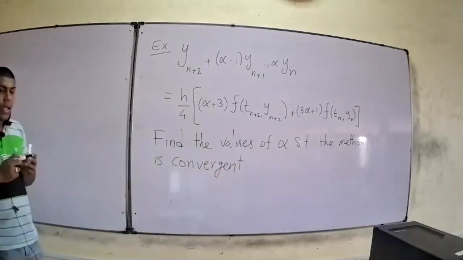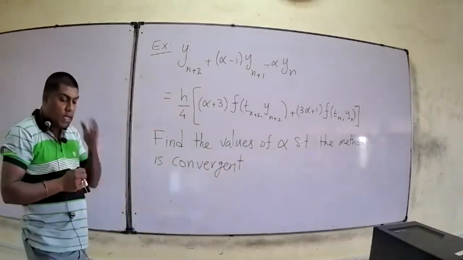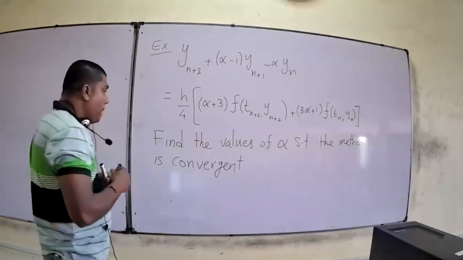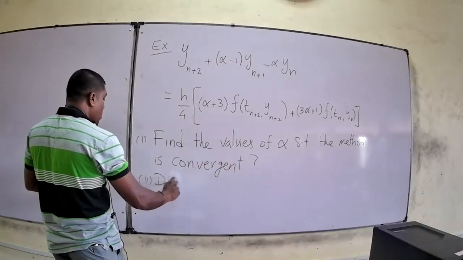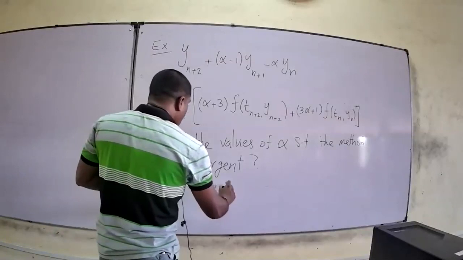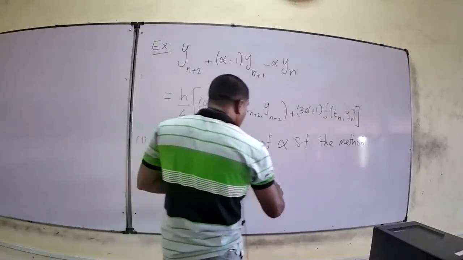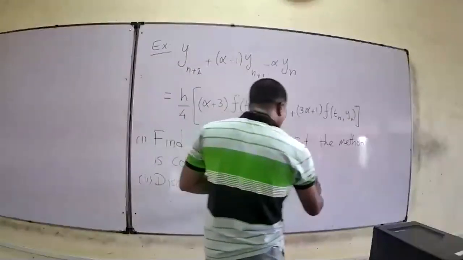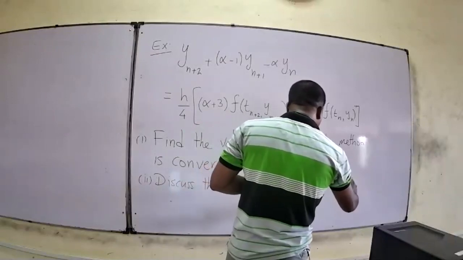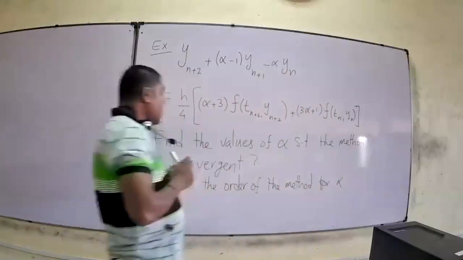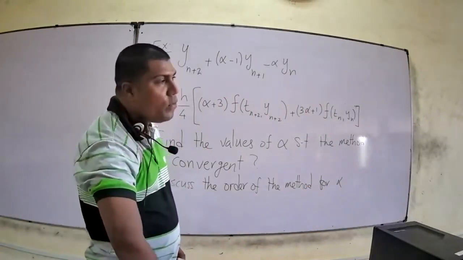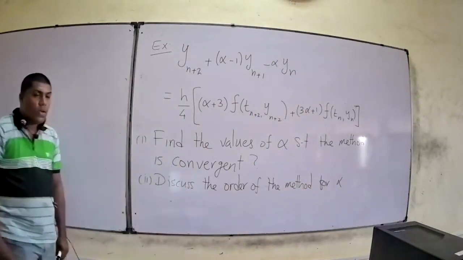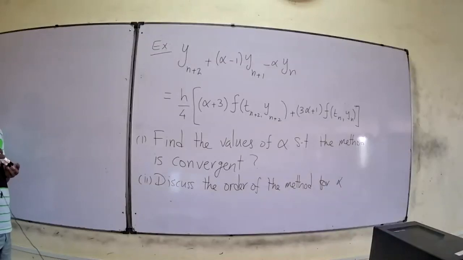find the values of alpha such that the method is convergent. That is the first part. Then discuss the order of the method for alpha. For different values of alpha, obviously you can expect different orders, so you may need to verify those things. So this is the question. We will do the first part. The second part is a simple exercise, so I will leave it for you.